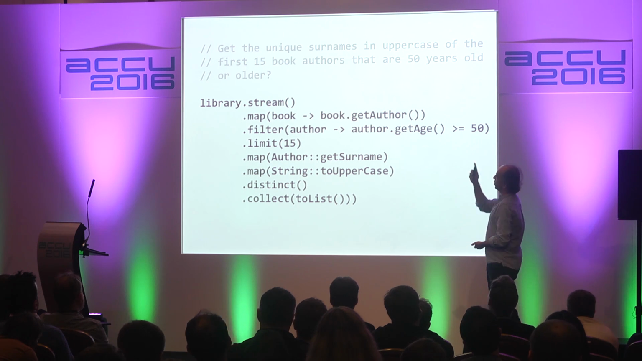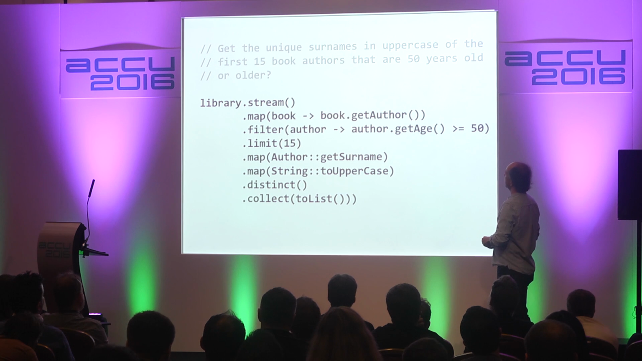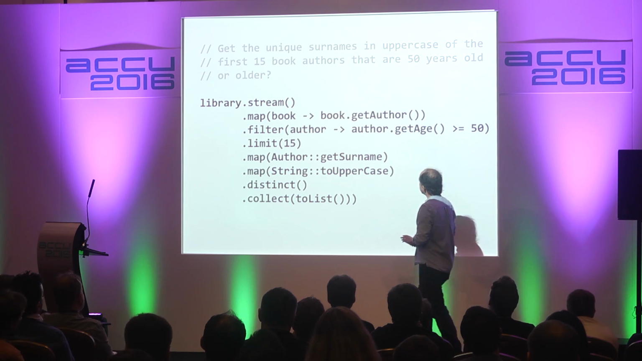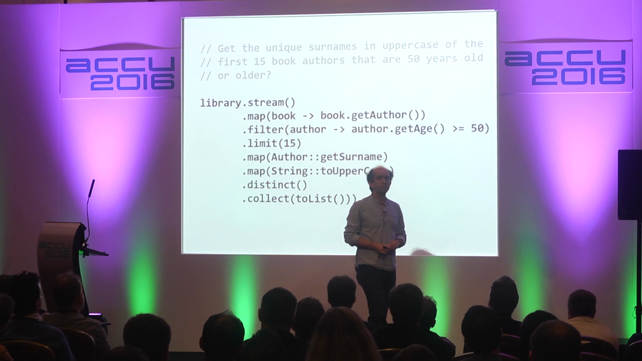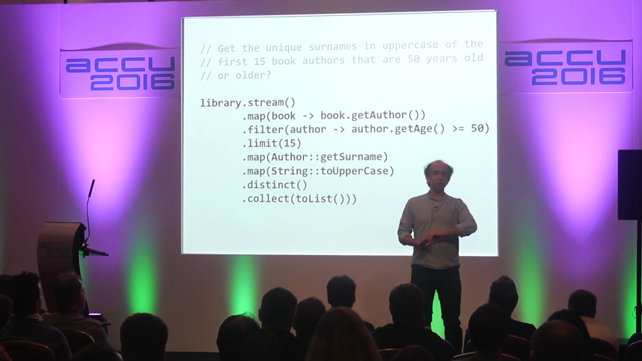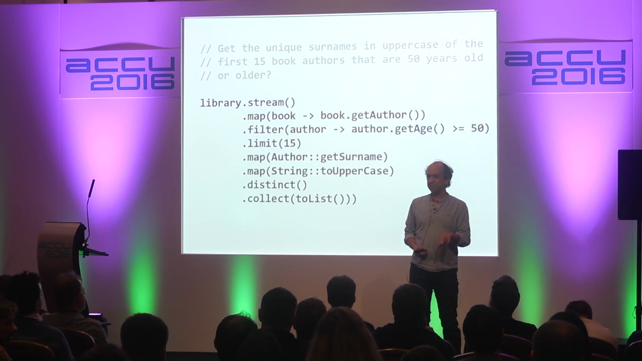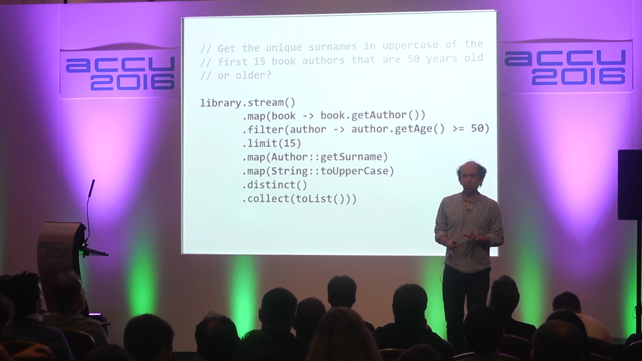The problem is this doesn't actually do what they asked for, hence my question mark there. Get the unique surnames in uppercase of the first 15 book authors that are 50 years or older. It doesn't quite do that, because it doesn't deal with the case of duplicate authors. In some people's bookshelves, if you go through the first 15 books, you'll find that they're by the same person. Now, that's not the same as two authors with the same name. It's the same author. So, yeah, that's not quite right.